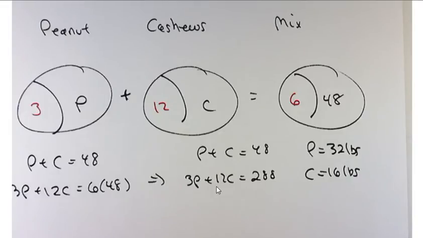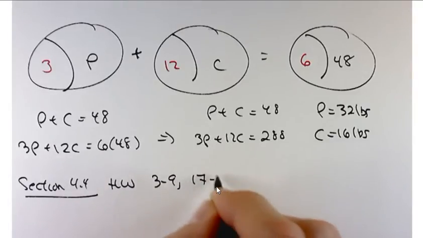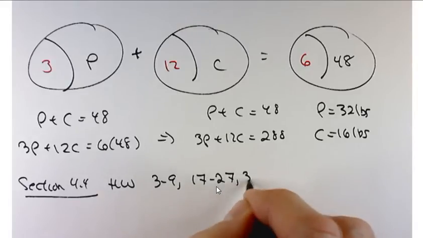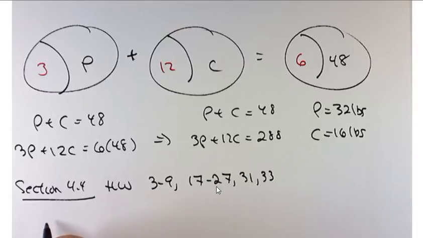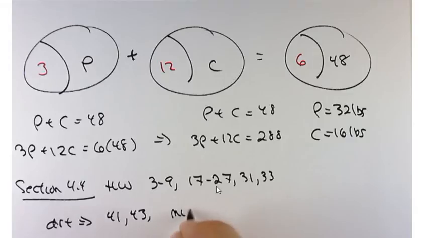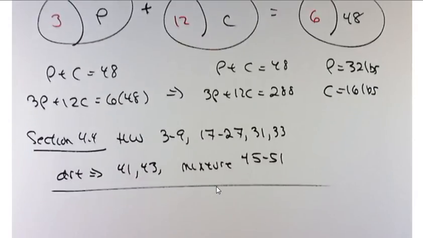For homework, in section 4.4, try problems 3 through 9, 17 through 27, 31 and 33. So you've got a couple distance equals rate times time problems. Those are 41 and 43, and a couple mixture problems. Don't skip those, 45 through 51. Good luck.